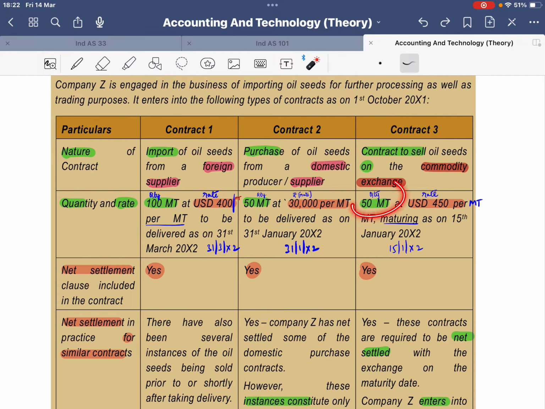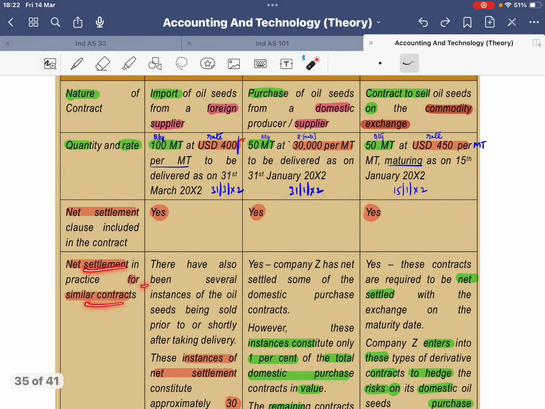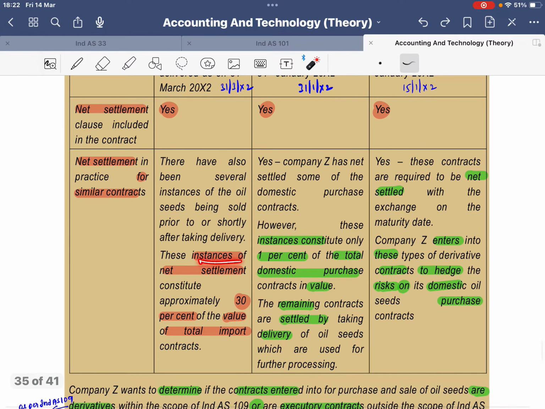Contract 3, quantity is 50 MT, rate is USD 50 per MT, maturing on 15/12. Net settlement, yes in all cases. Net settlement for similar contracts. Contract 1, instances of net settlement 30% of the value of total import.